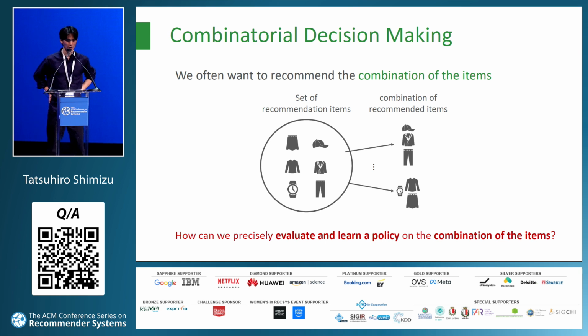So in recommender systems, we are sometimes interested in the recommendation of the combination of items. For example, the combinations of fashion items, or the combinations of pieces of furniture, or the combination of medical pills. So under such situations, how can we evaluate or learn a policy effectively? At the end of this presentation, we are going to answer such questions.